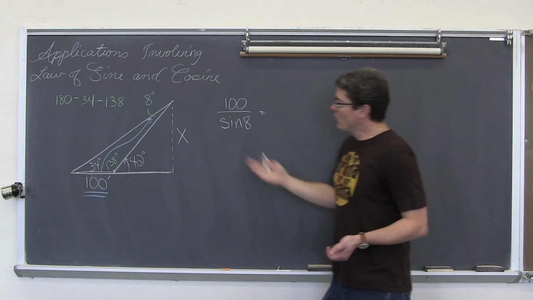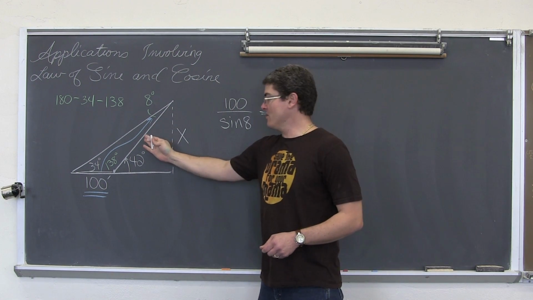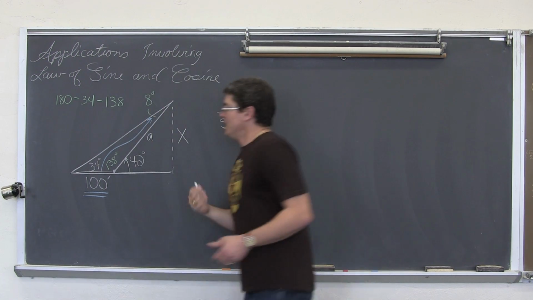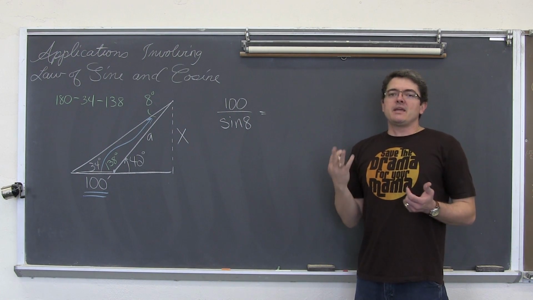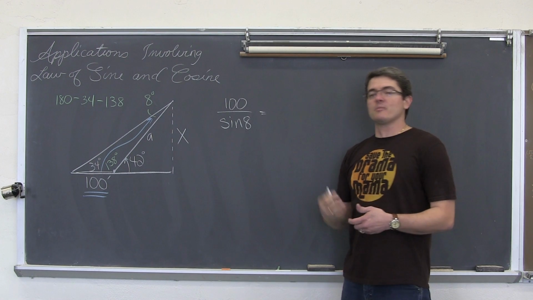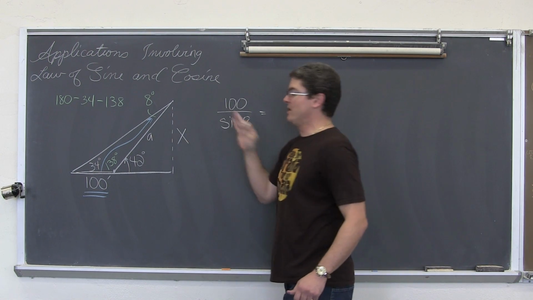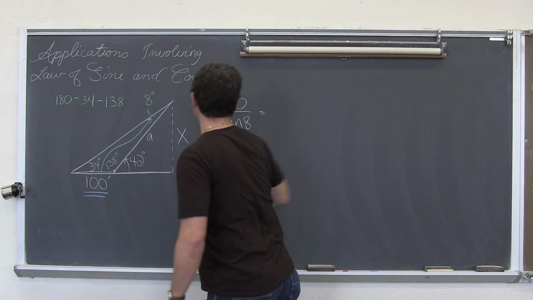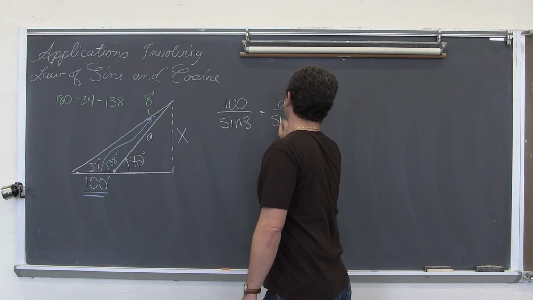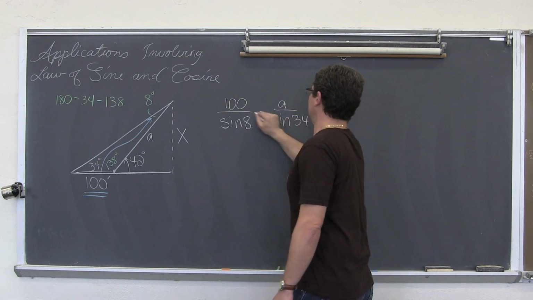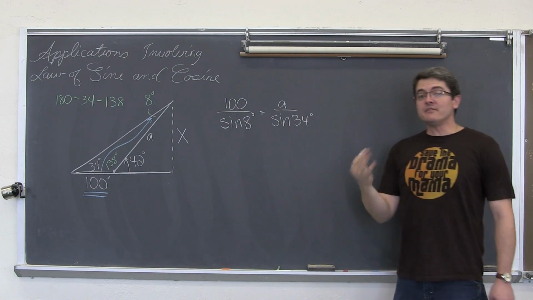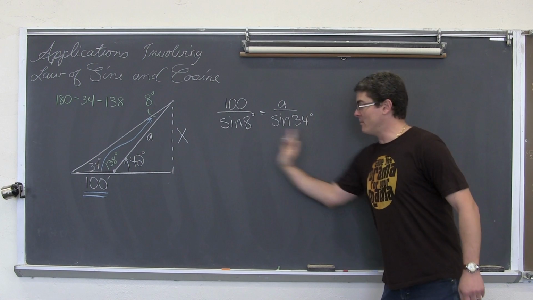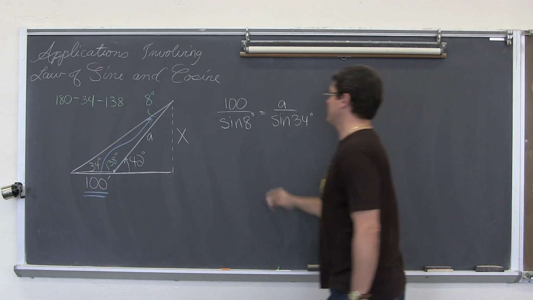equals, well, what we're going to find is this side right here that's opposite 34, and let's call that A. I don't really necessarily care about the length of A for my final answer, but I need that value to build up enough information to find out what x is. So we have A over the sine of 34. Okay, well, it's A divided by the sine of 34. I want A alone. I want to undo that division. So I'm going to multiply both sides by the sine of 34.